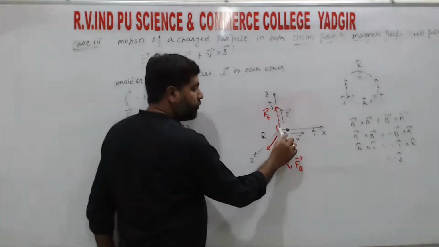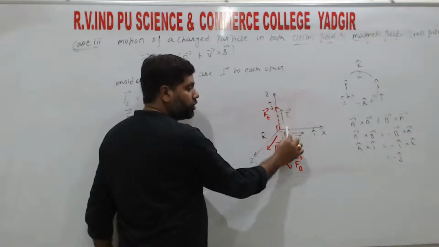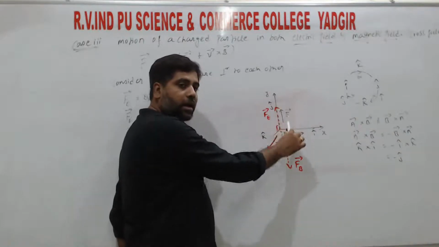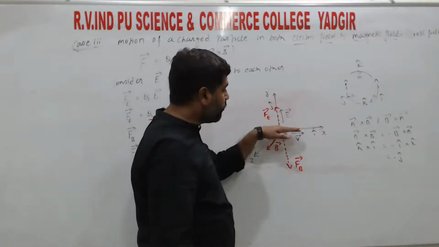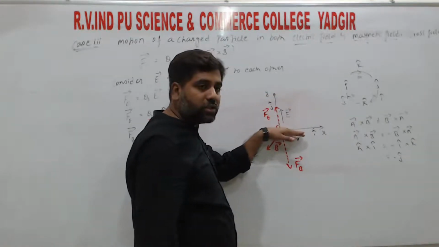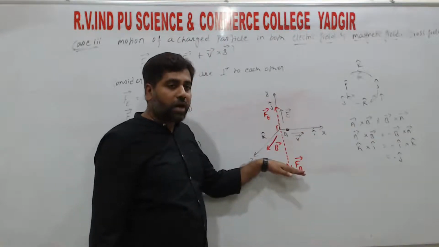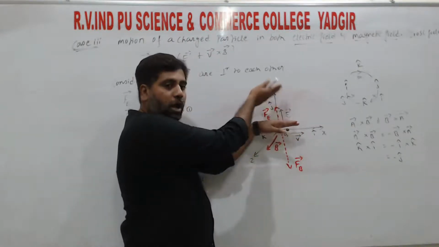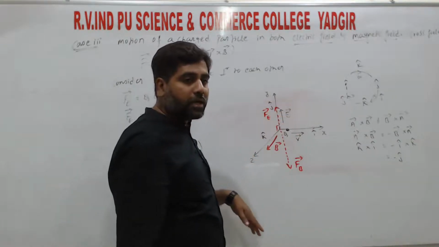So FE, the force experienced by this charge due to the electric field, is acting in the upward direction. That means it acts along the positive y axis. The force experienced by the charge due to the magnetic field is in the downward direction, right? So one force acts upward, and the other force acts downward, right?